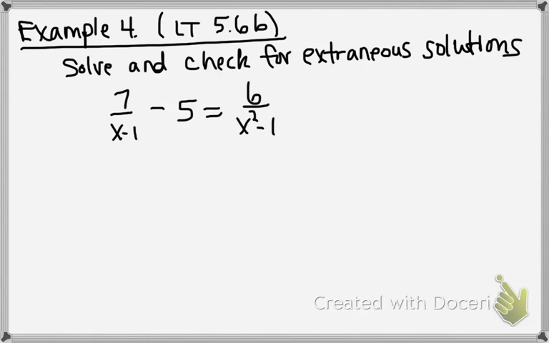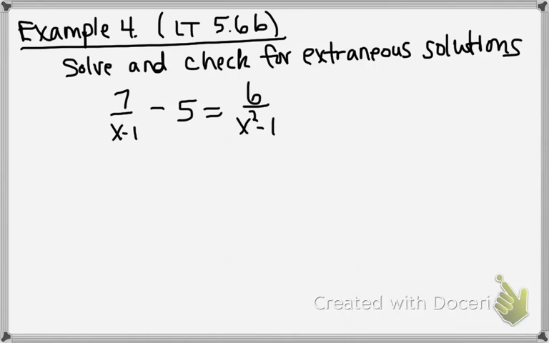Let's now look at example 4, again learning target 5.6b. So they want us to solve and check for extraneous solutions. And our original equation is 7 over x minus 1, minus 5, equals 6 over x squared minus 1.